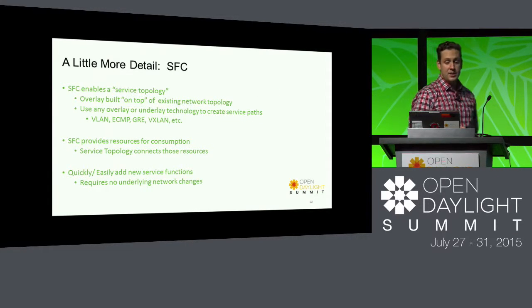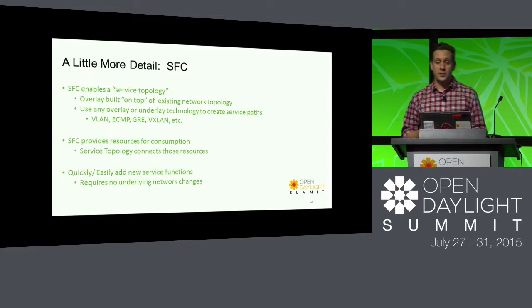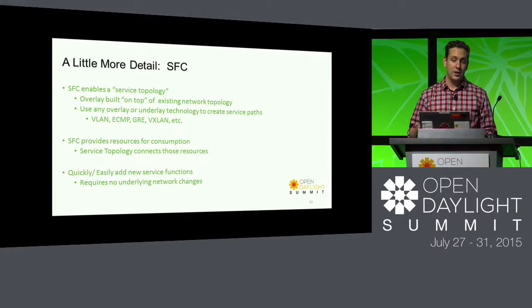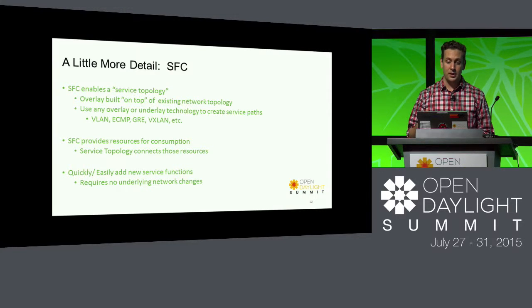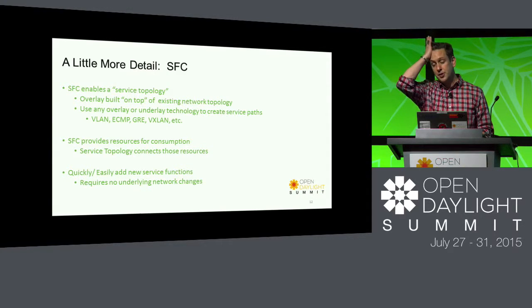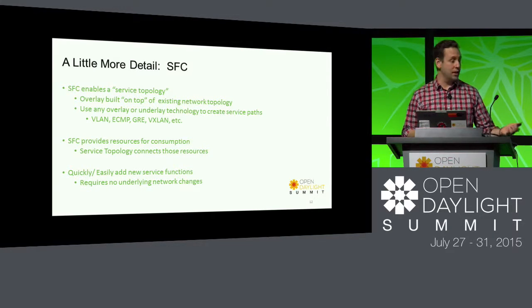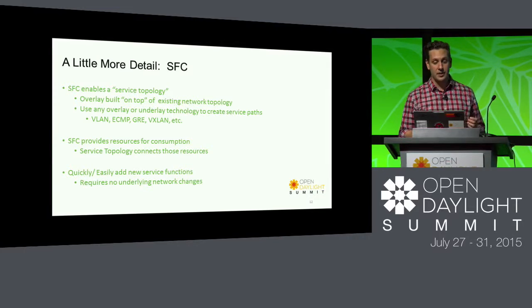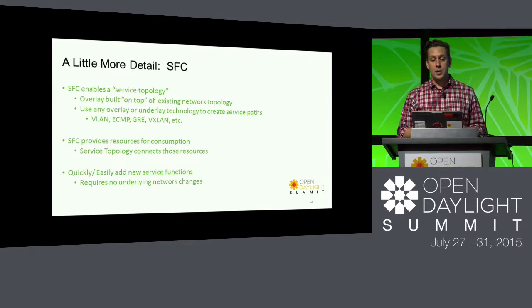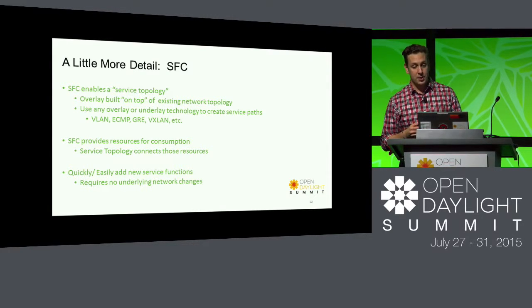Service function chaining, as I mentioned before, enables a service topology. It's an overlay built on top of your existing network, and you can use any technology you want to create service paths. You have your appliance, you have your service. You could get flow to there using VLAN, ECMP, GRE, VXLAN, et cetera. It provides resources for consumption, and the service topology connects those resources.